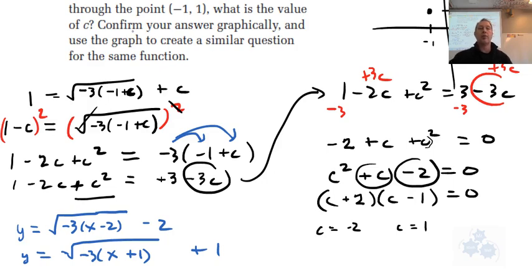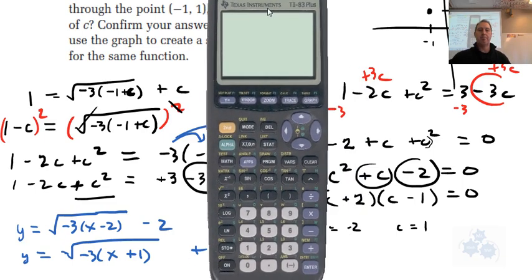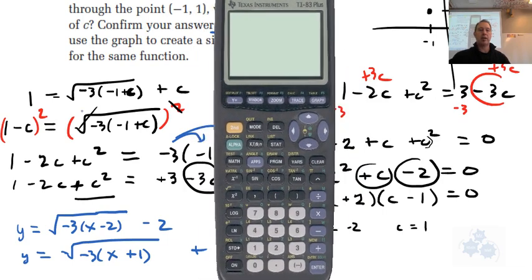What does it say here? Confirm your answer, what? Graphically. Okay, let's check. A good way to do this is just to check with your graphing calculator. Let's plug the first one in here first. So we'll turn this on. Got something there already. Okay, let's just check here. So the square root of negative 3 times x minus 2, bracket, and make sure I can close this into the root sign, and then minus 2. Okay, let's graph that one and see.